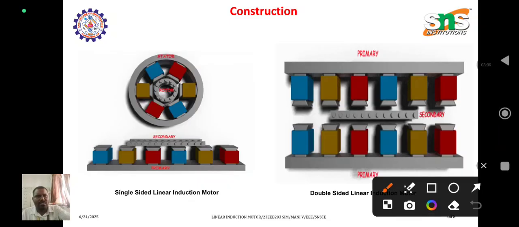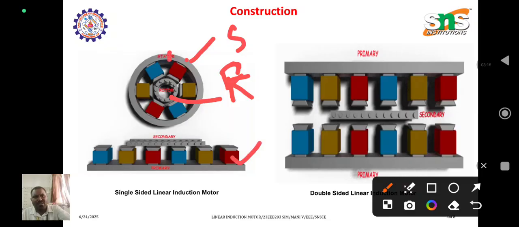Now you can see, this is the stator and the inner part is the rotor. Here the stator is cut and made into a flat surface, and the rotor is also cut and made into a flat surface. Here we have one primary and one secondary, but here we have two primaries and one secondary. So this is called a double-sided induction motor.